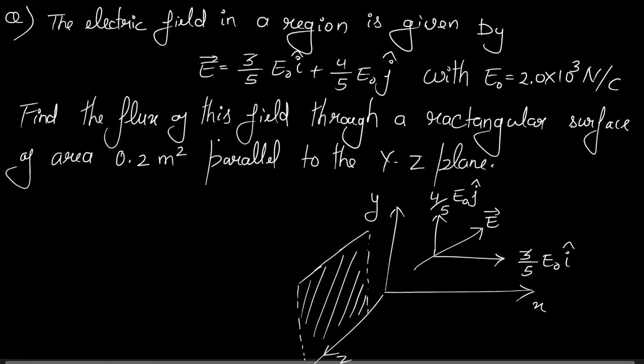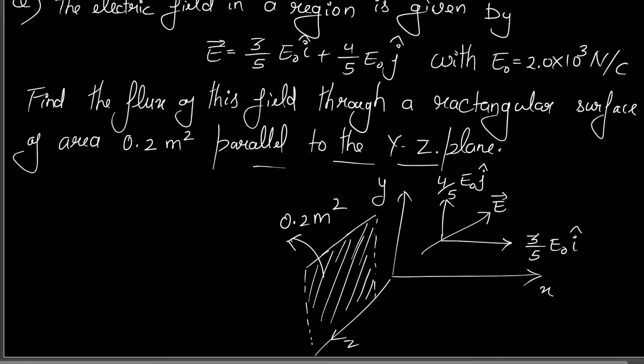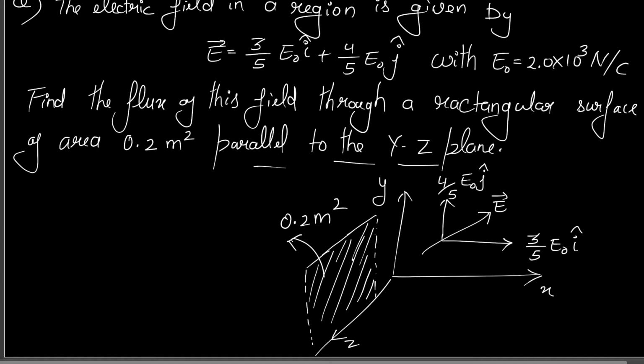And find the flux of this region through the rectangular surface. They are giving some rectangular surface that I have taken parallel to the YZ plane. I have taken some area element. This area is given to you as 0.2 meters, and this is parallel to the YZ plane. Then it looks like this.